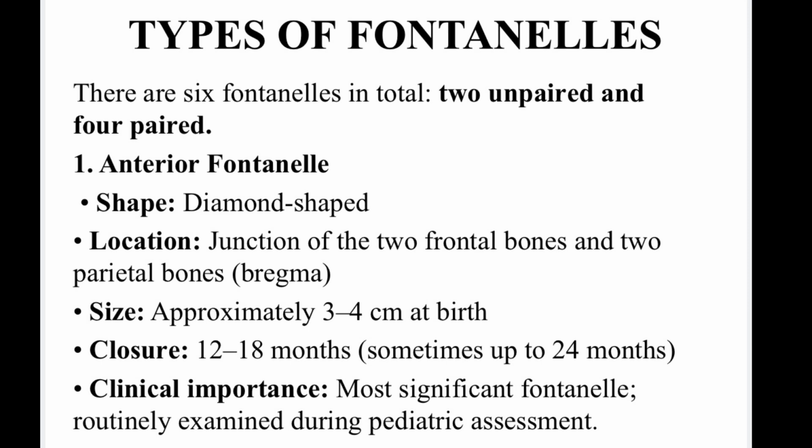Now you have the first one, which is the anterior fontanelle. The anterior fontanelle is unpaired. What shape is the anterior fontanelle? It's a diamond shape, at the junction between the frontal bone and the two parietal bones. That is the bregma. That's where you see the anterior fontanelle. It's approximately 3 to 4 centimeters at birth.